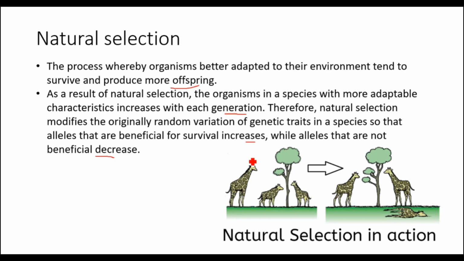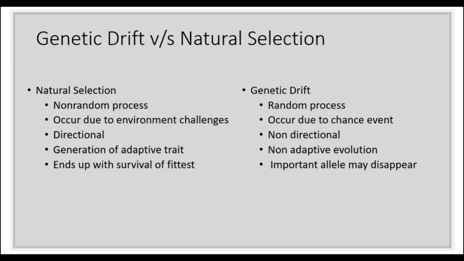So natural selection, over here in this diagram, you can see the natural selection. Those alleles which are more beneficial for survival, their number is increased, while those alleles which are not beneficial, their number is decreased. Then we studied the difference between genetic drift and natural selection.